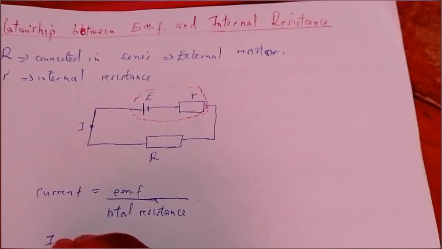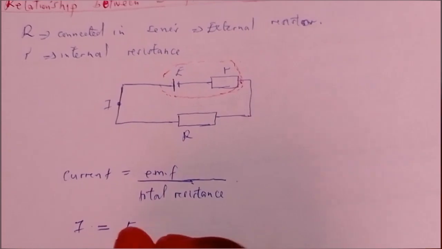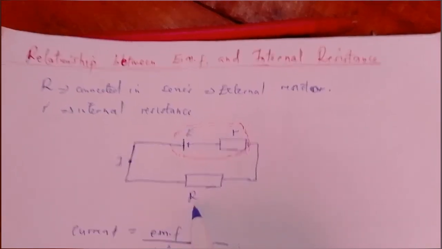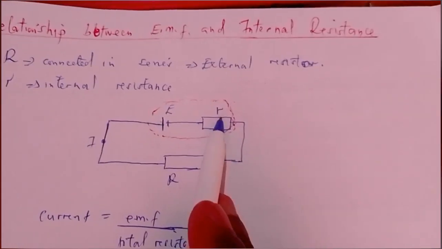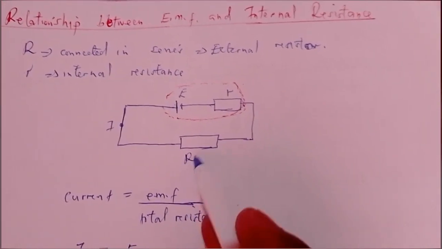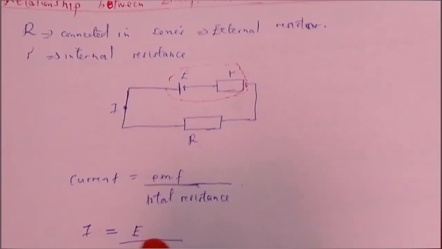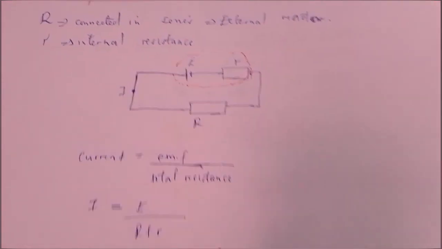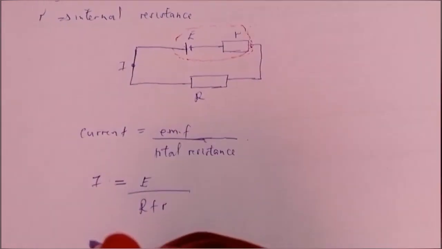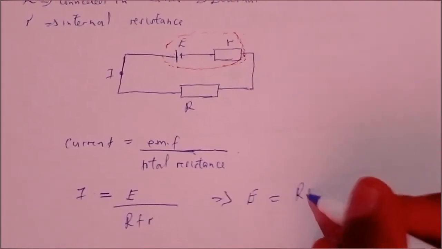So the current I is equal to the EMF, denoted by E, over total resistance. What's the total resistance? The external resistance capital R and the internal resistance small r. I'm saying the total resistance is equal to external resistance capital R plus the internal resistance small r. So R plus r, where E is the EMF of the cell. This is the EMF of the cell.